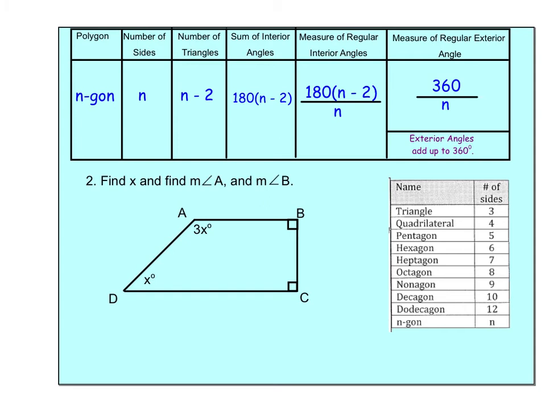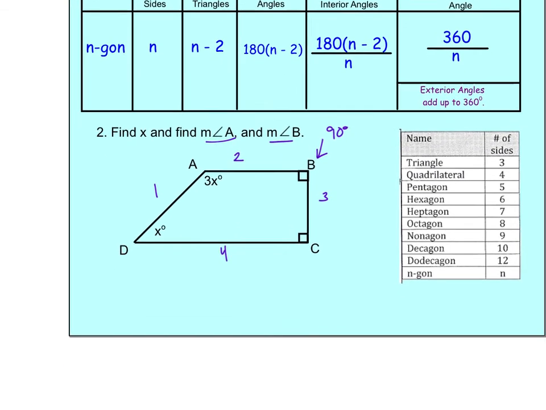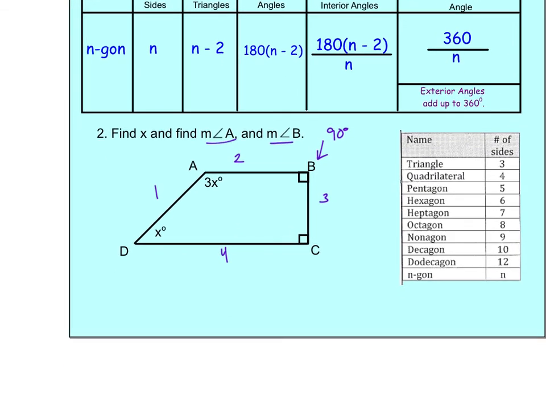Let's change gears here. Now let's see what they want us to figure out. Figure out x, figure out A, figure out B. Well, B is pretty easy. That's a 90-degree angle, a dead giveaway. So let's see. We have 1, 2, 3, 4 sides. Our total will be 4 minus 2 times 180, which gives me 360 degrees. So that's my total.